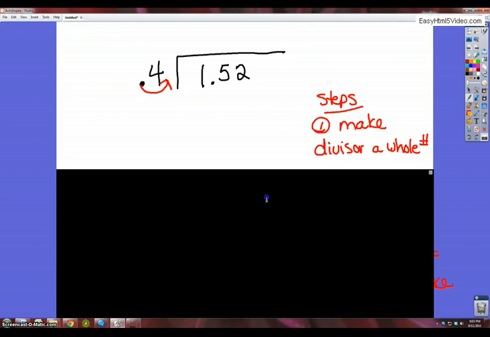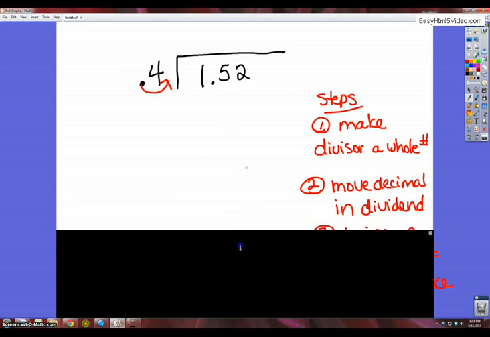With our first example that we're going to do today, we have a decimal in the divisor. You can never, ever have a decimal in the divisor, so we need to make it a whole number. That's what step 1 says. To make it a whole number, we're basically going to multiply by 10 or move the decimal place one space.